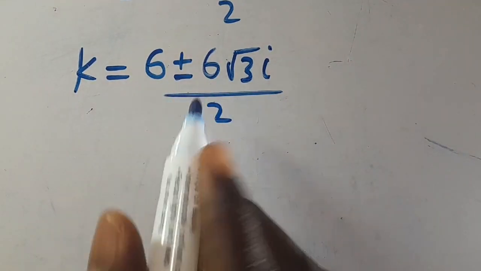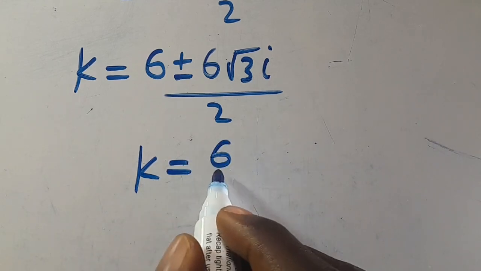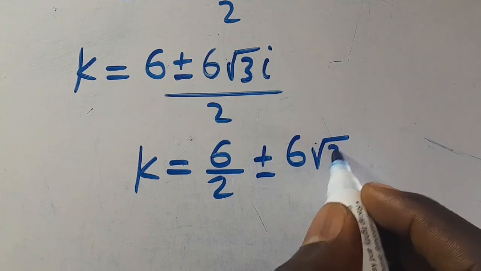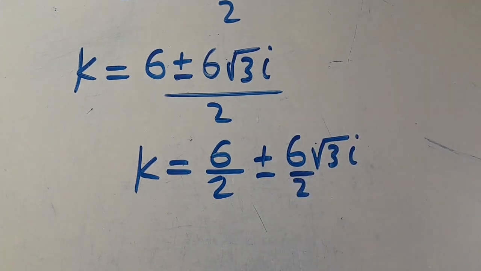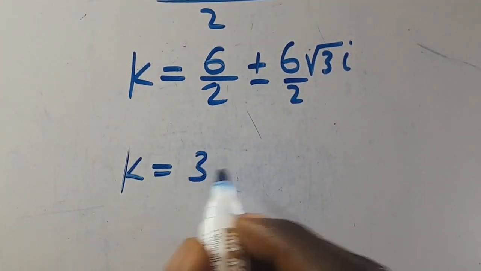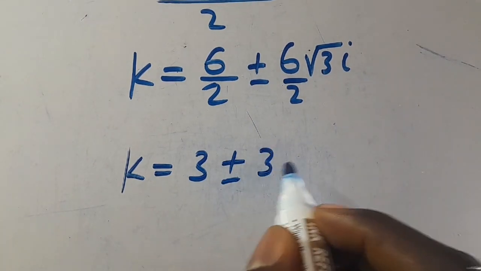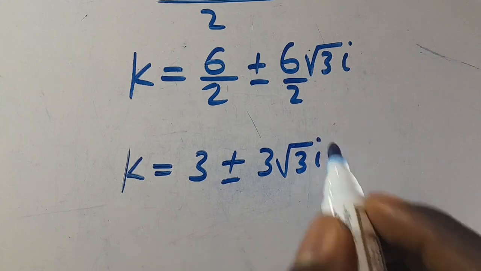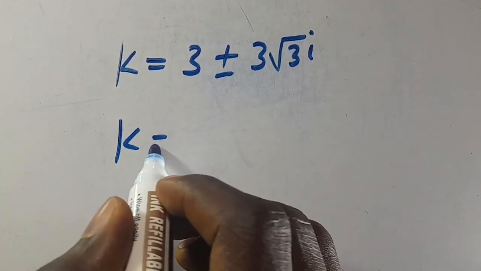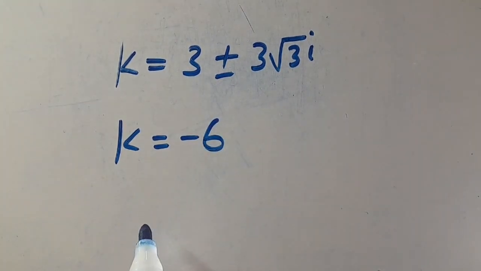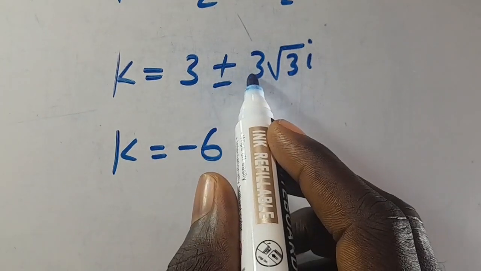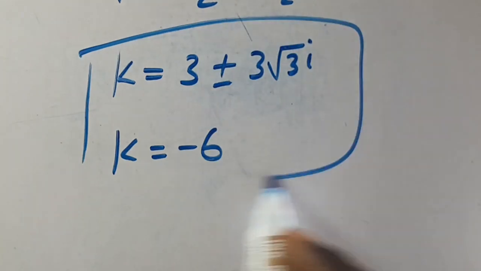Let's distribute this for this and this. We have k equals 6 divided by 2, positive or negative, 6 root 3i divided by 2. So from here, this divided by this will give us 3, positive or negative 3 root 3i. So for case 1, we have k equals minus 6, and also k equals 3, positive or negative 3 root 3i.